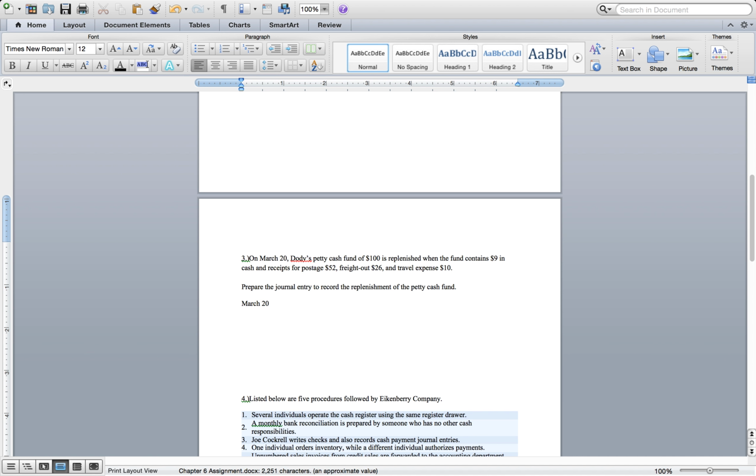Okay, so we're going to start off by debiting all of our expenses. We have the first one, postage expense, $52. And then we have freight out for $26. The last expense we have is travel expense, which would be for $10.